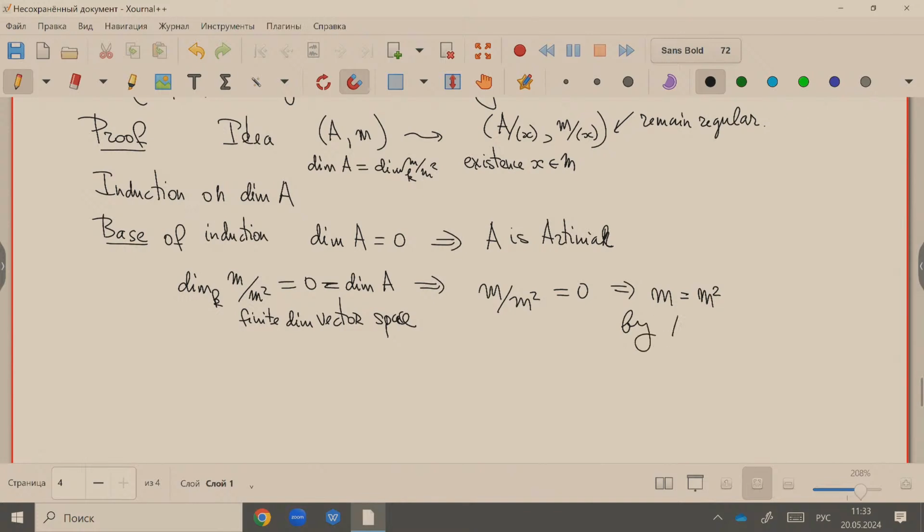So by Nakayama lemma, simply the maximal ideal is trivial. And this implies that A is a field. So it has no zero divisors, so it is a domain.